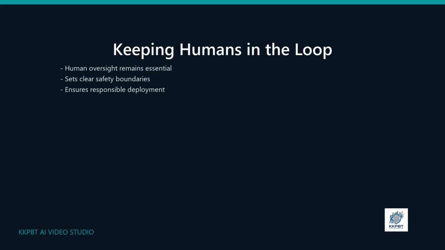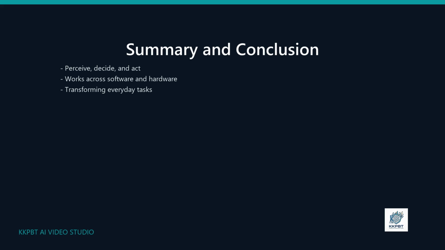Even though these agents can work on their own, human oversight is still extremely important. Having a human in the loop helps set boundaries, review outcomes, and create strict safety guardrails so these systems remain helpful and safe.